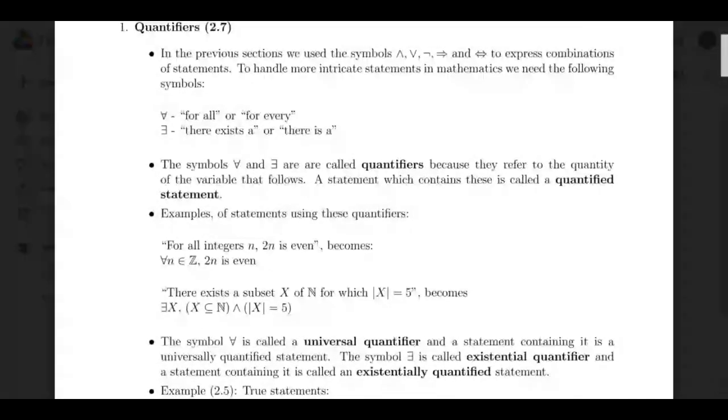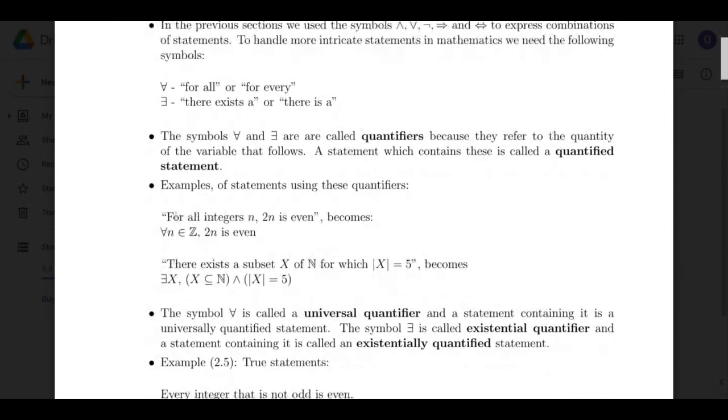If a statement contains those quantifiers, then the statement is called a quantified statement. Let's see some examples. In English, we can say for all integers n, 2n is even. So n represents any integer. And with the quantifier, we can represent it like this: for all n in the set Z, where Z represents integers, 2n is even.